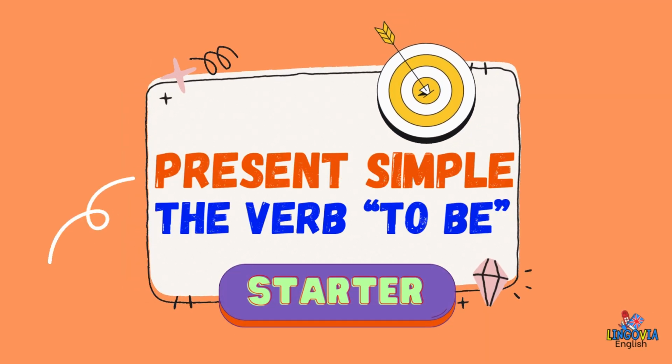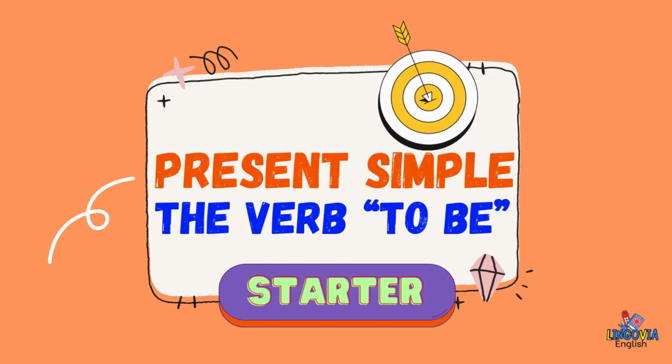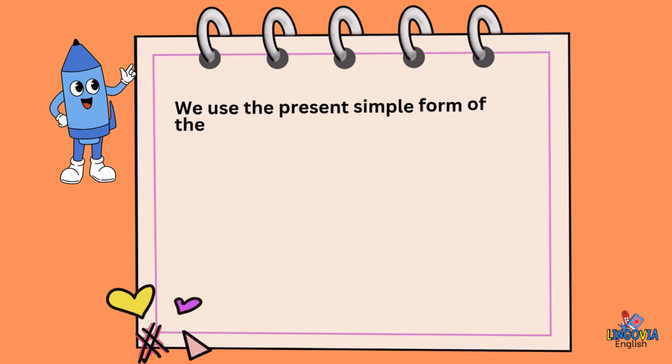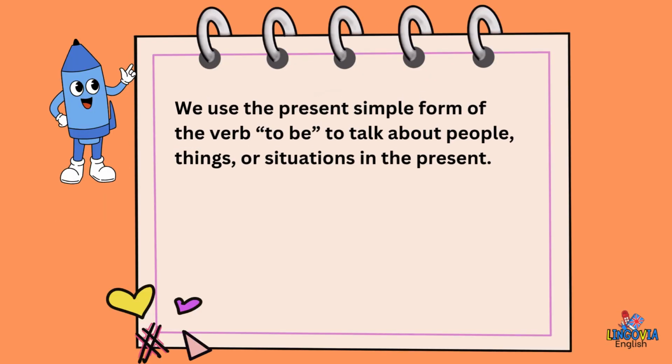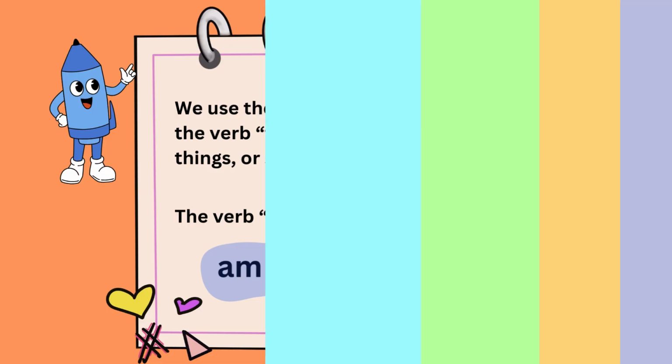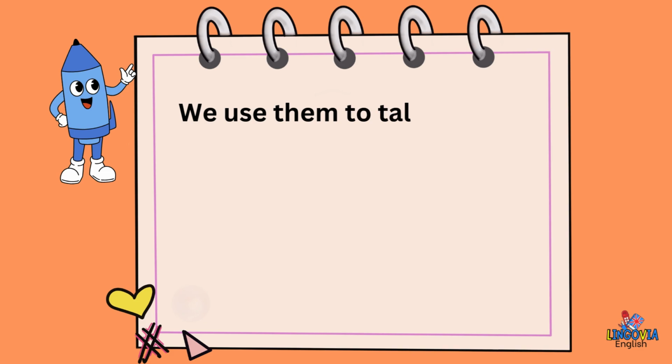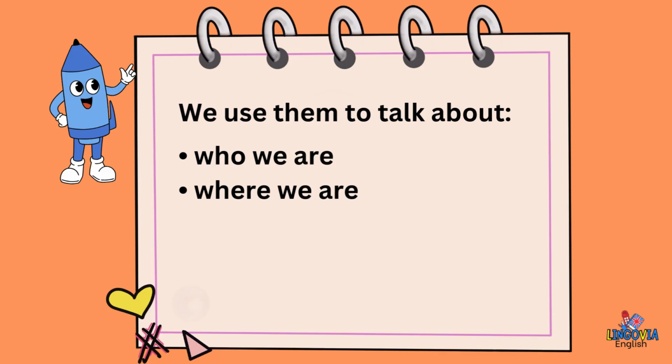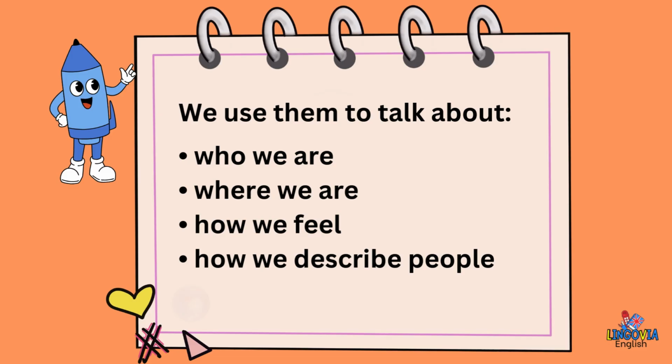Present simple, the verb to be. We use the present simple form of the verb to be to talk about people, things, or situations in the present. The verb to be has 3 forms: am, is, and are. We use them to talk about who we are, where we are, how we feel, and how we describe people and things.